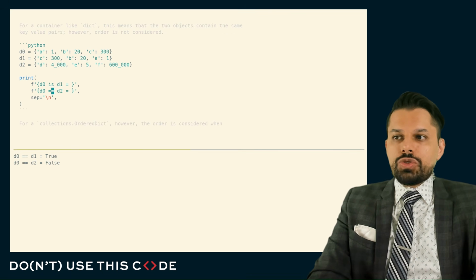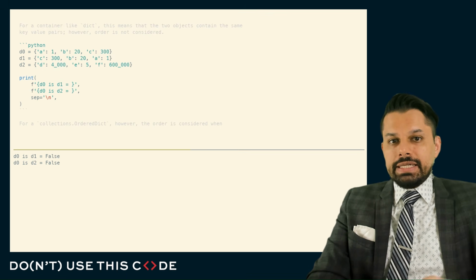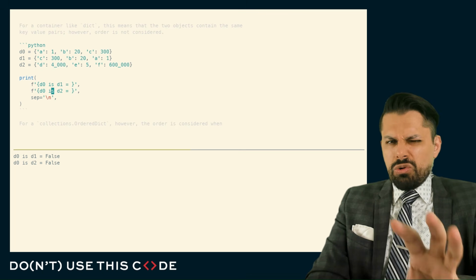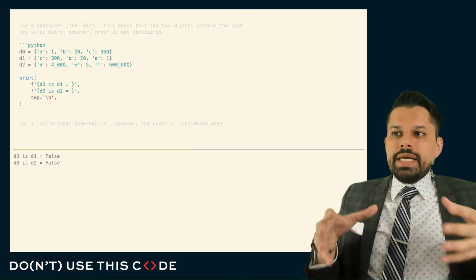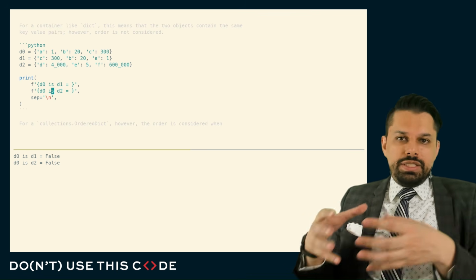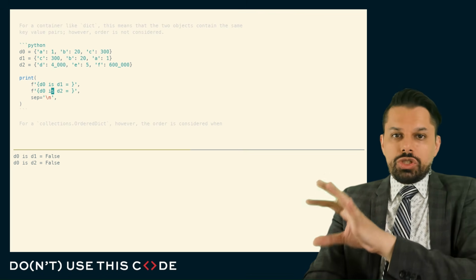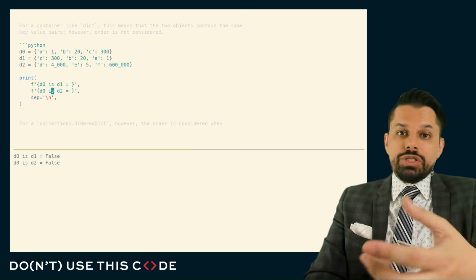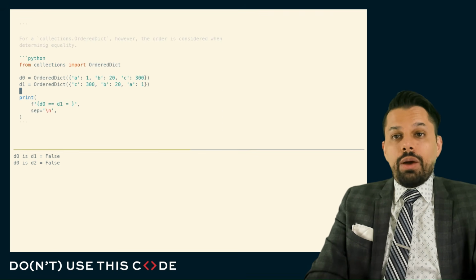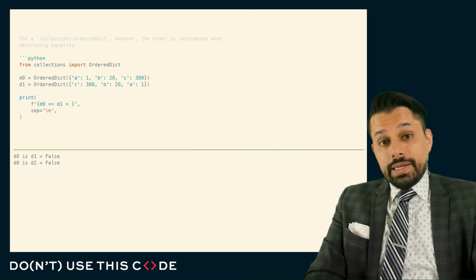Again, if I swap this with an identity check, I'll see that D1 and D0 are completely distinct objects, and D0 and D2 are completely distinct objects, or to use the longer formulation, D0 refers to a distinct object than D1, D0 refers to a distinct object than D2. However, the object to which D0 refers is equivalent to the object to which D1 refers.